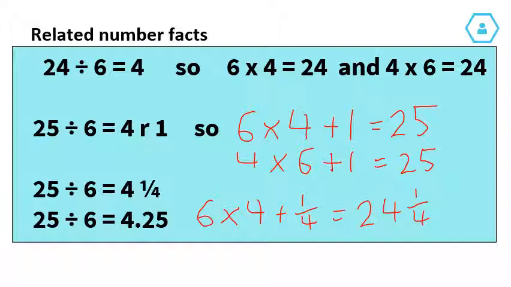So let's say 163 divided by 4. Well, I know 160 divided by 4 is going to be 40. And 163 is 3 more than 160, so my answer is going to be 40 remainder 3. So I might even write that down.